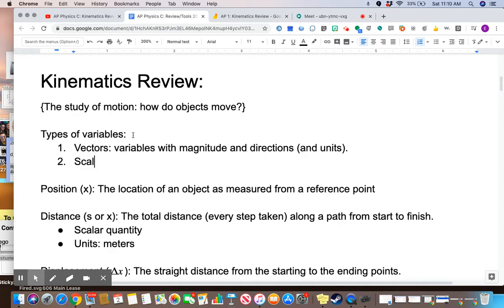The other type of quantity that we look at are scalar quantities, which are variables with magnitude only, as well as units. Do you remember what magnitude means? Magnitude just means the value or number. So it's just a number with units. The direction does not affect the measurement of that description.